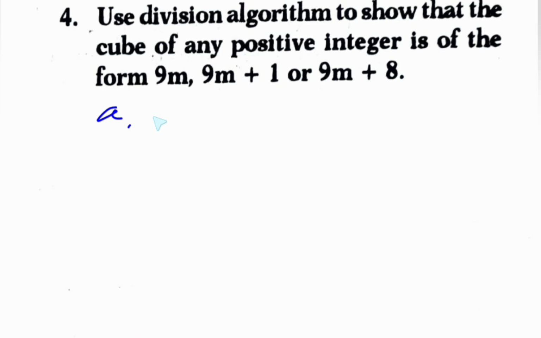Now from the Euclidean lemma, we can write a equal to bq plus r. Here it is given 9m, 9m plus 1, 9m plus 8. That means 9 is the value of b. b is equal to 9 is given.